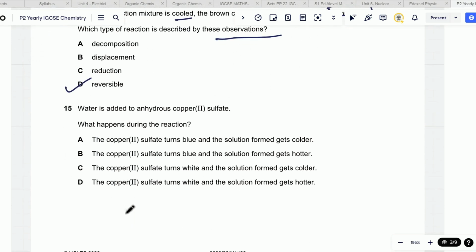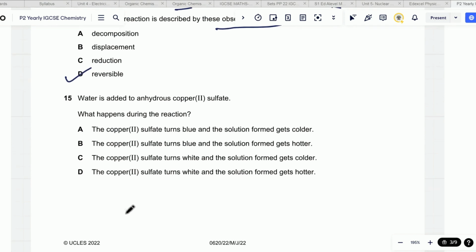Okay, now question number 15. Water is added to anhydrous copper sulfate. What happens during the reaction? Remember hydrous and anhydrous? This one is a memorization part. Remember that chapter, you have to memorize the color pattern of it, okay? So anhydrous means what? It does not include water in it, right? It's in its powder form, remember? Whenever it is in its powder form, we say it is anhydrous copper sulfate.